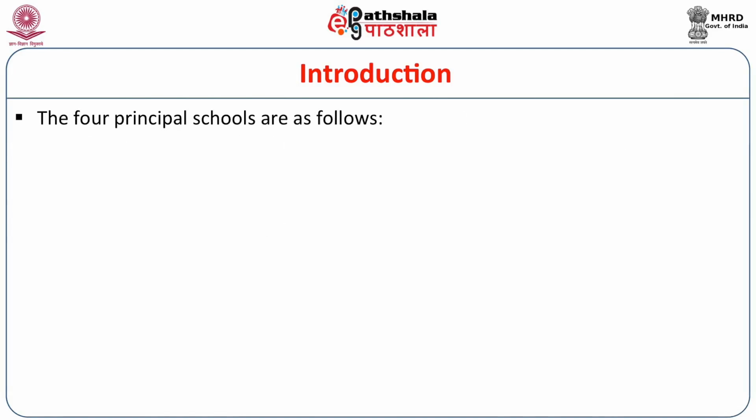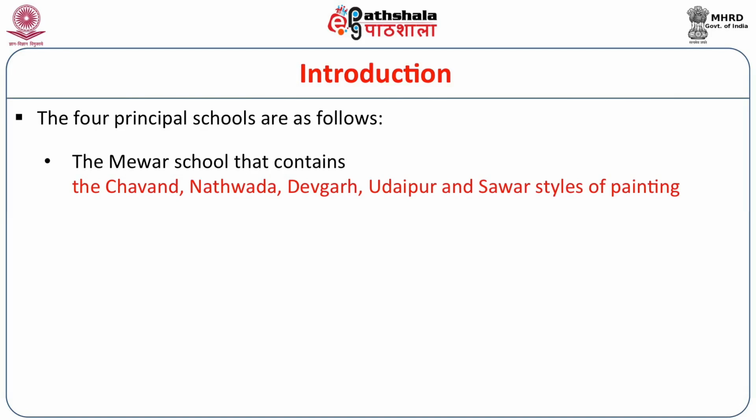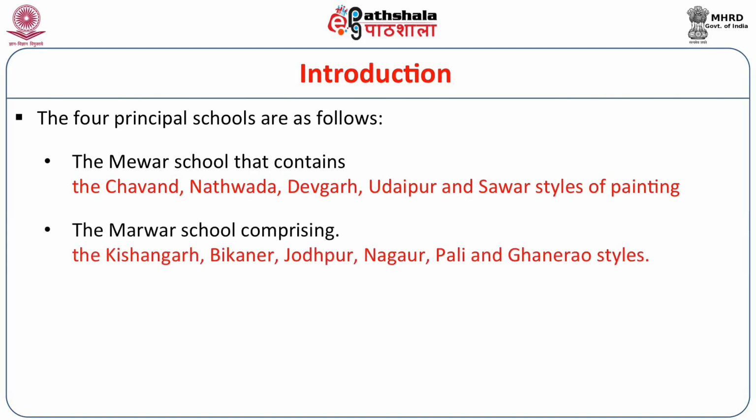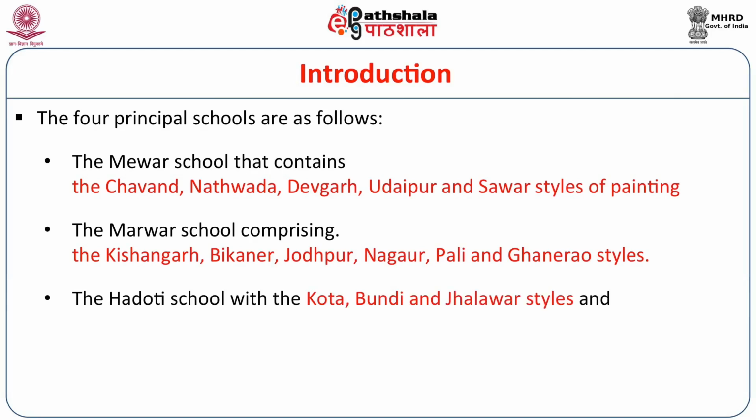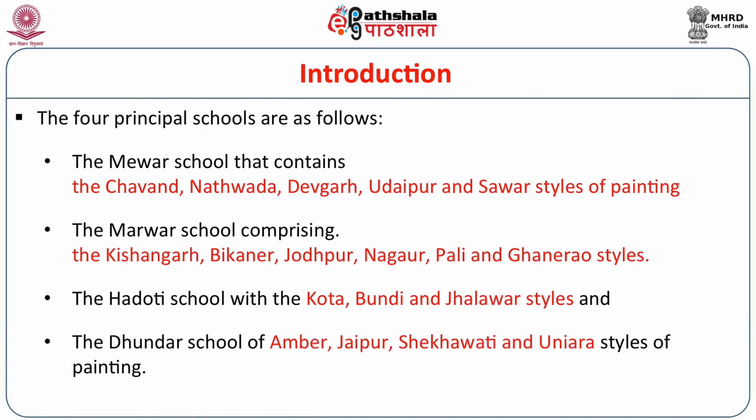The four principal schools of Rajput are the Mewar school, which contains the Shahpura, Nathdwara, Devgarh, Udaipur, and the Sawar school. The Marwar school includes Kishangarh, Bikaner, Jodhpur, Nagaur, Pali, Ghanerao. The Hadoti school, of course, continued with the Kota, Bundi, and the Jhalawar style. The Dhundhar school comprised the Amber, Jaipur, Shekhawati, and Uniara styles of painting.